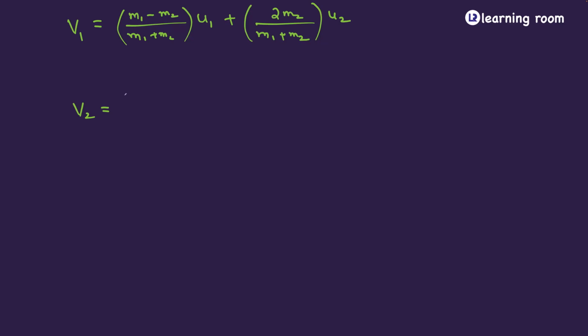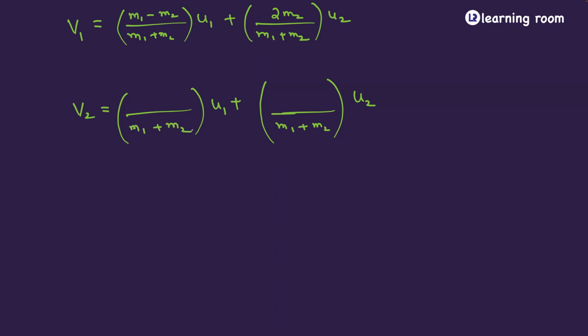Here also a similar pattern, something into u1 plus something into u2. The denominator is still going to be m1 plus m2, here also m1 plus m2. But what is going to be the difference? Here when you write 2 m2, here it will be 2 m1, and here it will be m2 minus m1.